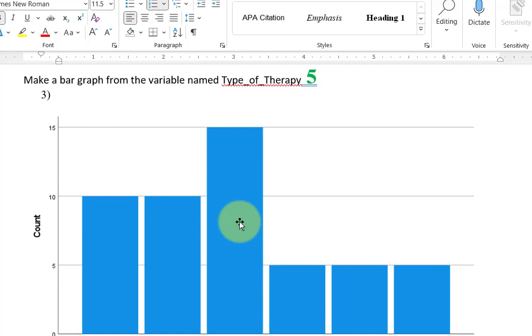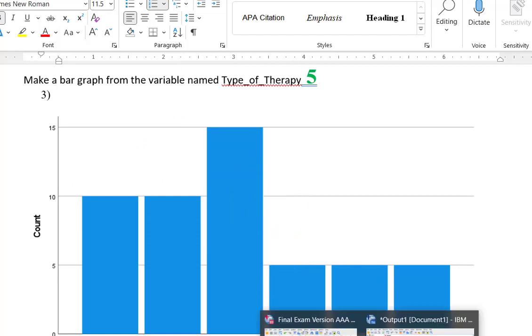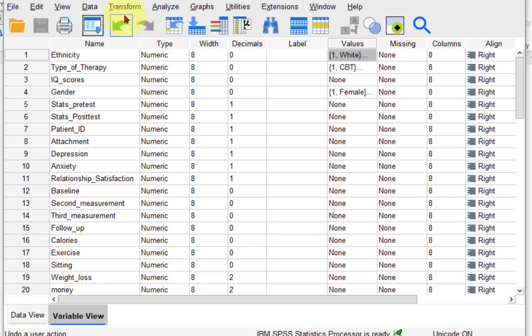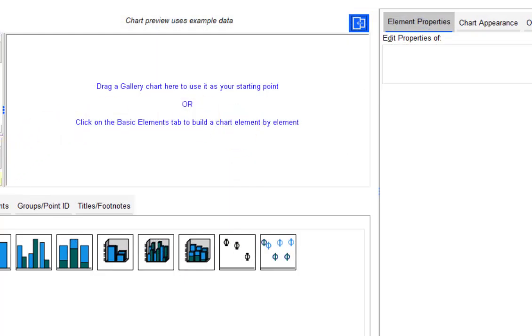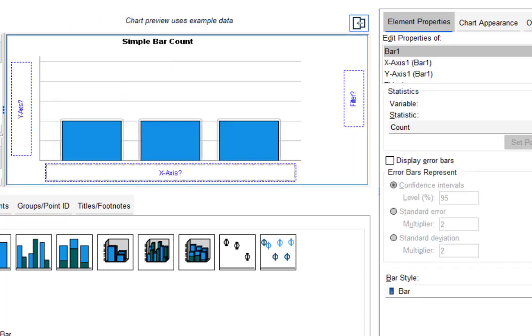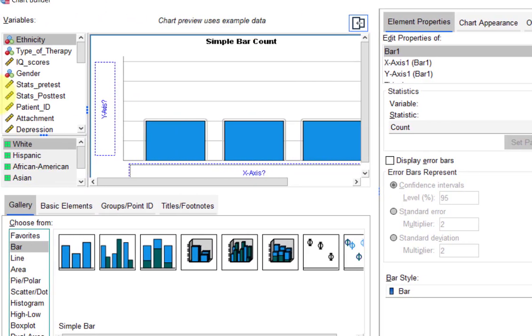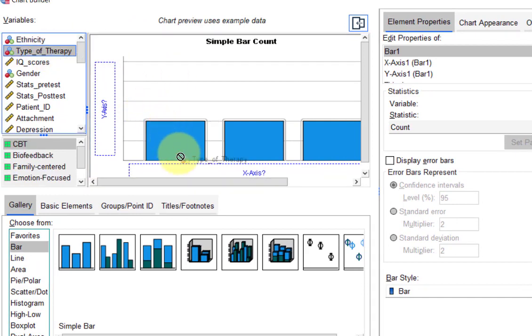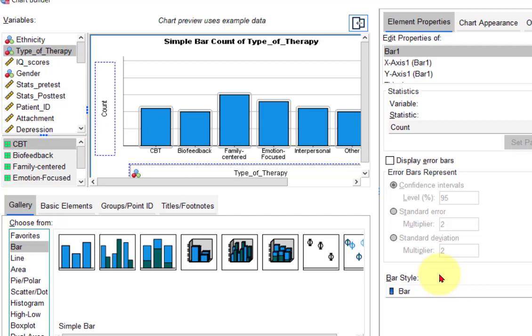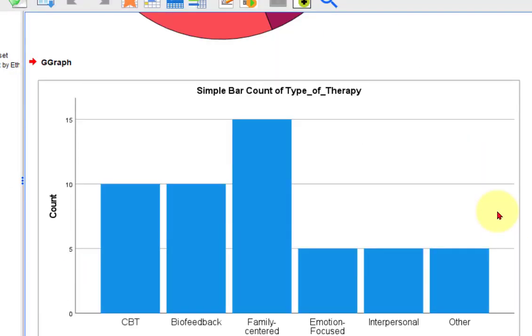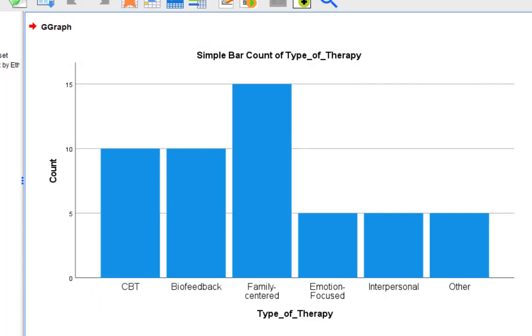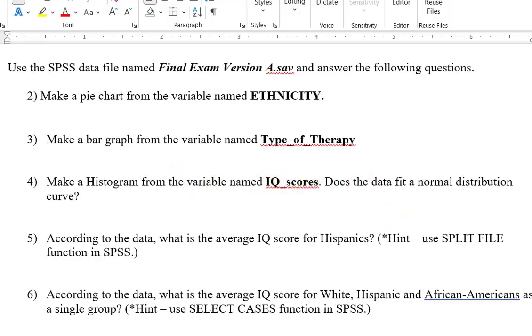Make a bar graph of type of therapy. All right, type of therapy, back here. And this one, I'll just use the chart builder. And I want a bar graph. So I'm just going to click the plain one up there, put it up there. And let's get these over so you can see them. And type of therapy goes into the x-axis. Beep. And that's it. Click OK. Can't see it, but it's down here. Click OK. Boom. And there's type of therapy. So far, so good. All right, histogram from IQ scores.